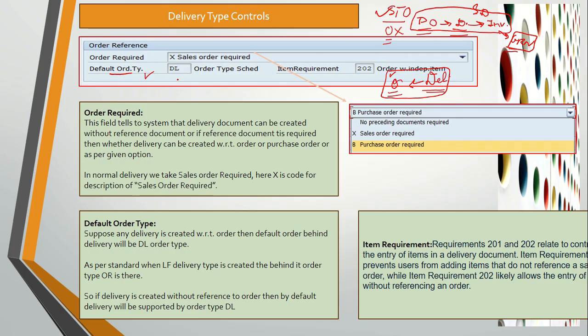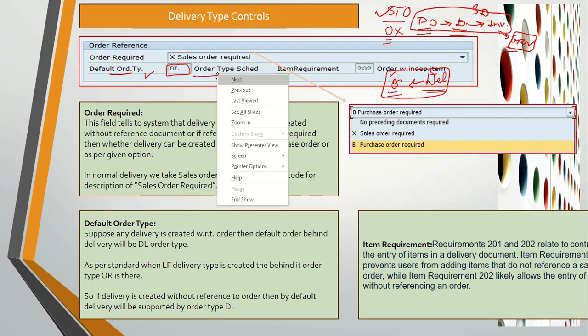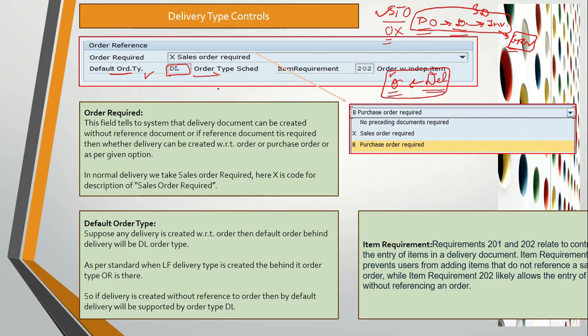To facilitate this, SAP says let us put in one default order type, DL. DL is one order type, a document type actually, which is assigned to the delivery as a default order type. In case the delivery does not have any order, then the default order type will be taken. For example, for the LF delivery you have assigned DL, right? So this is the usage of the default order type.